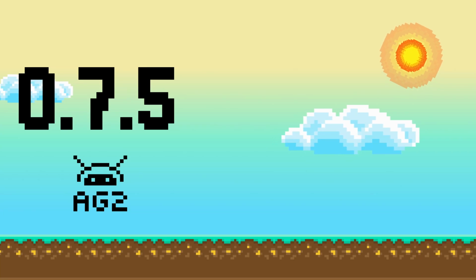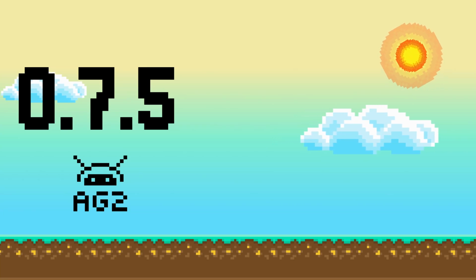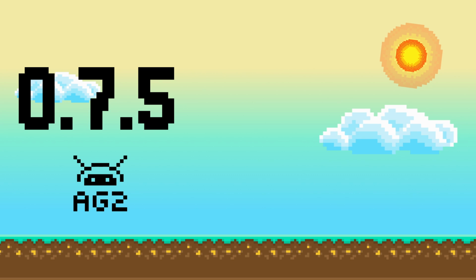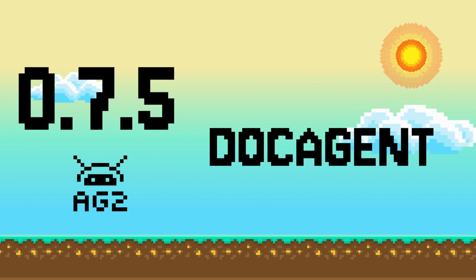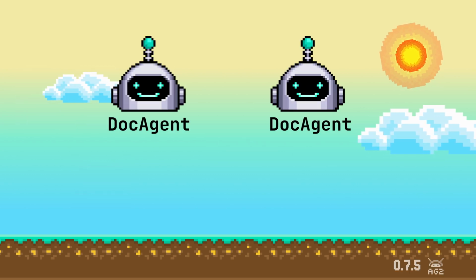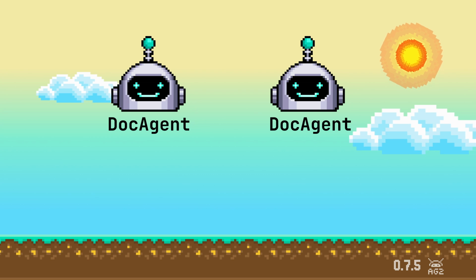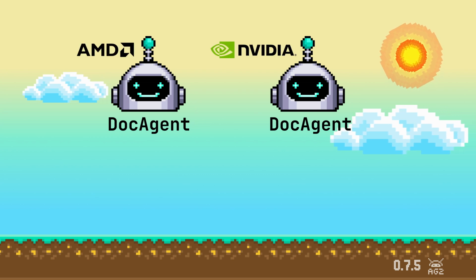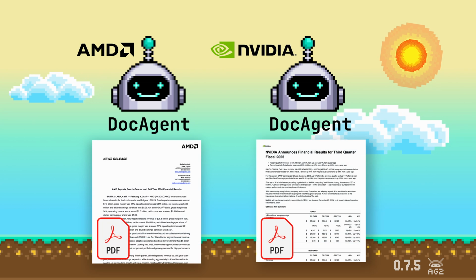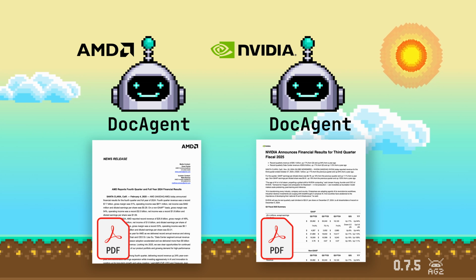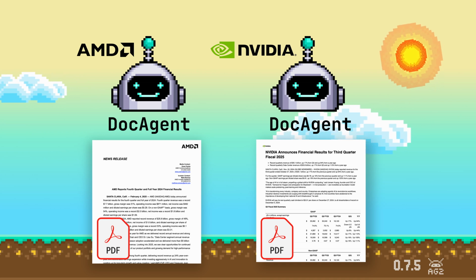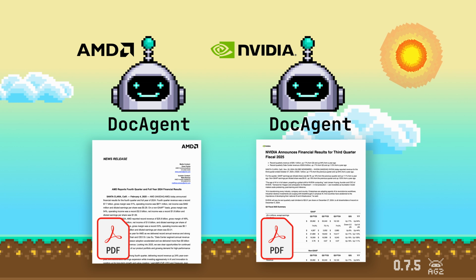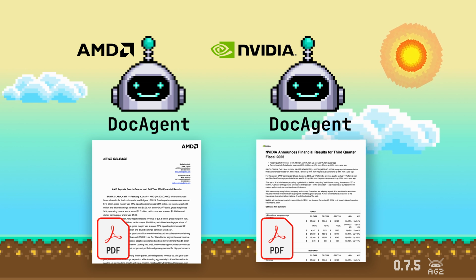Hi all. Let's jump into a quick demo of a new agent in AG2's 0.75 release, DocAgent. We'll actually be using two of our DocAgents in a simple swarm. Being savvy investors, we want to understand what AMD and NVIDIA are doing in regards to AI in their latest quarterly financial reports. One DocAgent will handle AMD financial reports and queries, and another will do the same for NVIDIA.